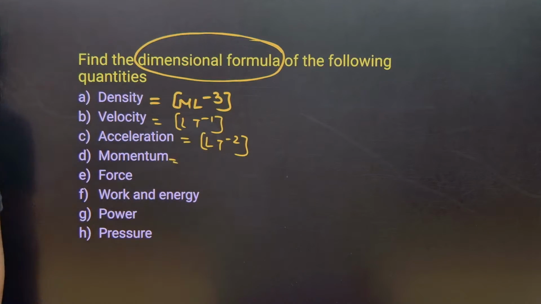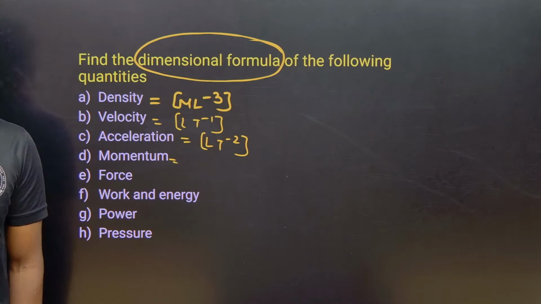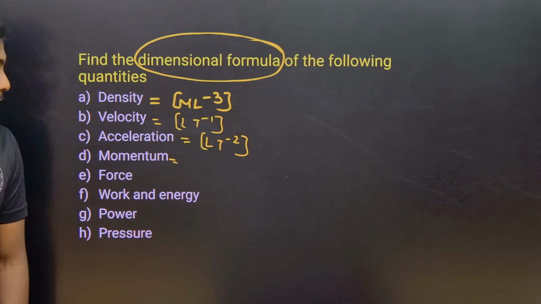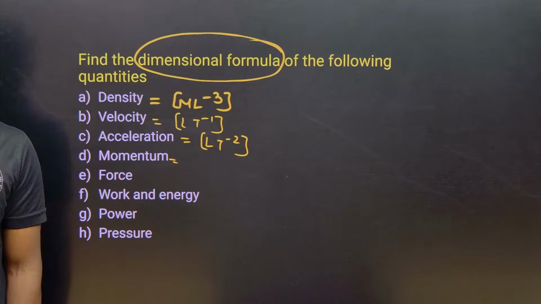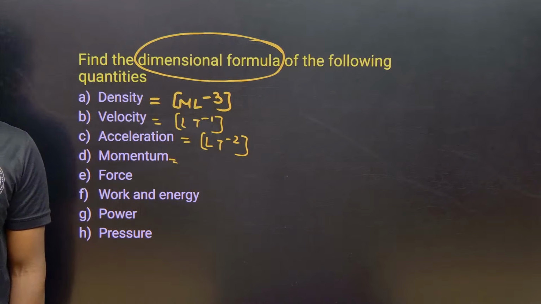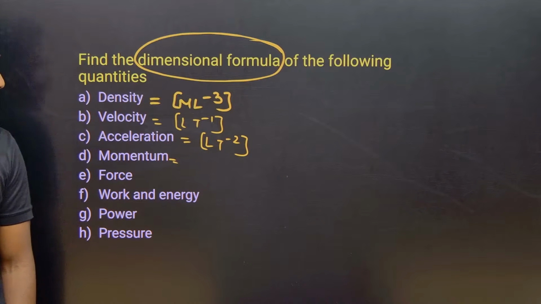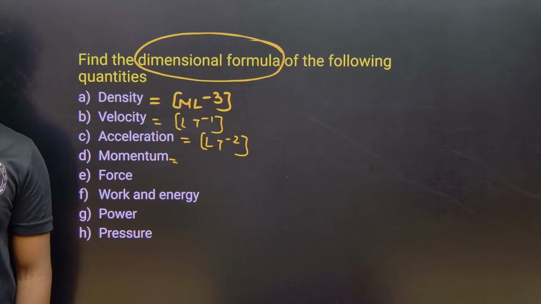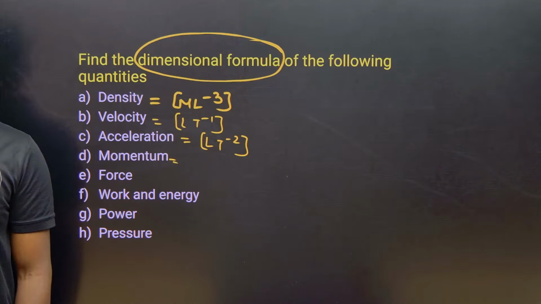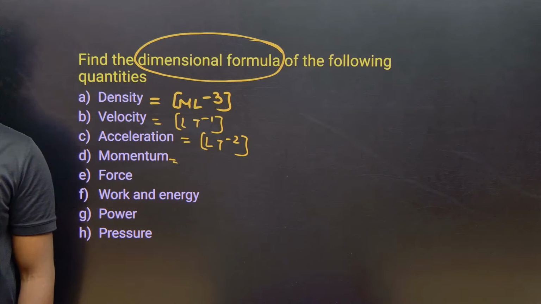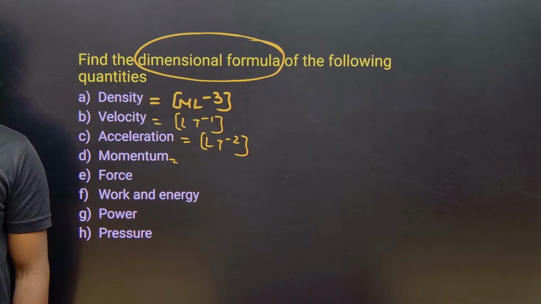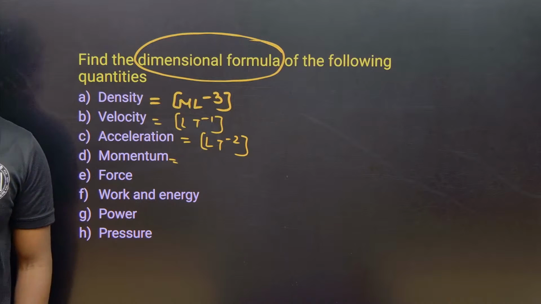momentum, mass into velocity. Okay. Mass into velocity is M L T power minus 1. Next is force, M L T power minus 2. Force is equal to mass into acceleration, M L T power minus 2.